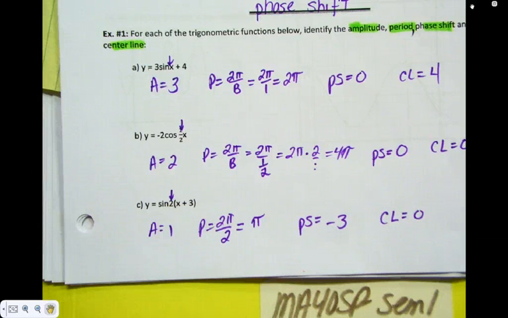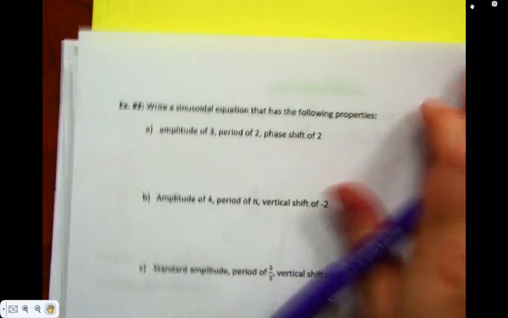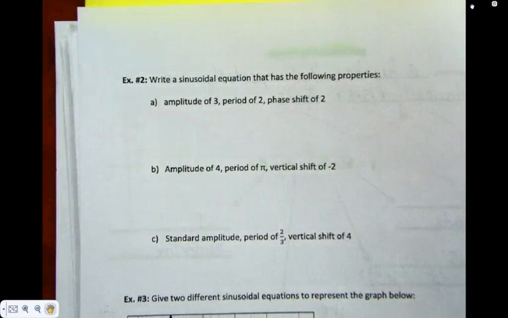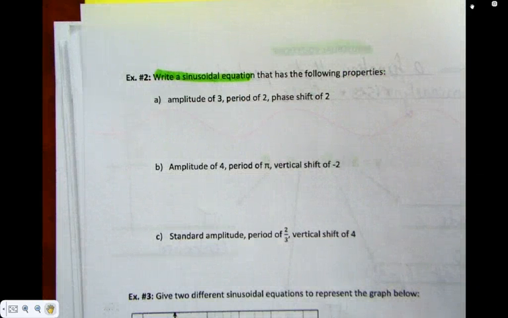So this is the first skill you need to be able to do. Given a sinusoidal equation, tell me what's the amplitude, period, centerline, and phase shift. Now we're going to go backwards. Now I'm going to give you amplitude, phase shift, centerline, period, whatever I feel like, and you're going to give me an equation.